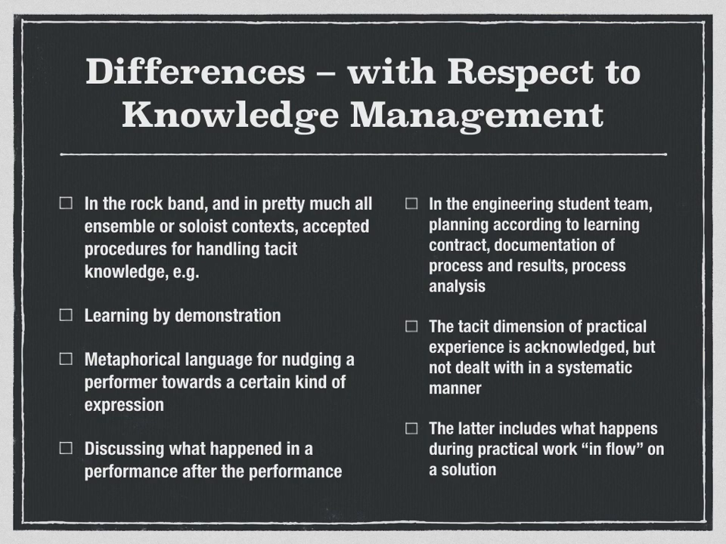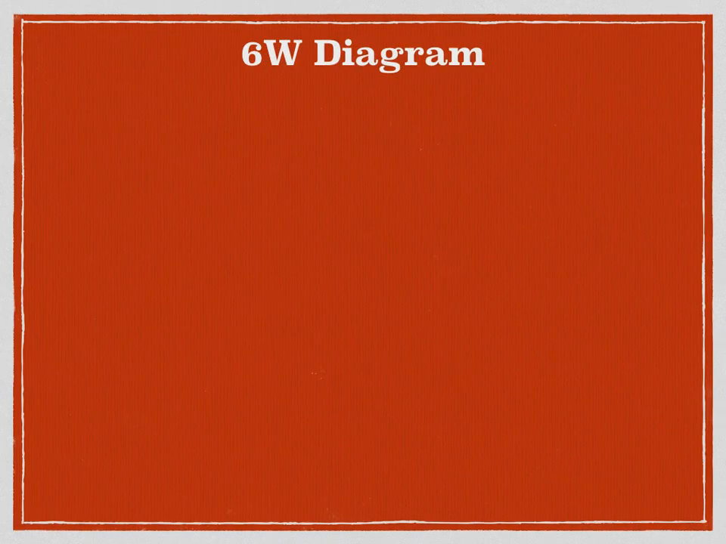The full paper offers a slightly more detailed discussion of this topic, but I'd like to make time for discussing what I think is perhaps one of the most interesting differences between the music ensemble, or the rock band, and the team of engineering students, and that relates to the creative process. If we start with the engineering team here, this is a model that we provide the students with as a tool for their problem analysis.